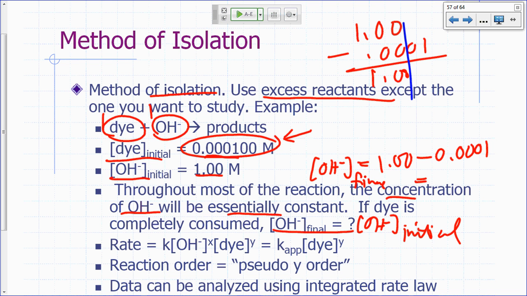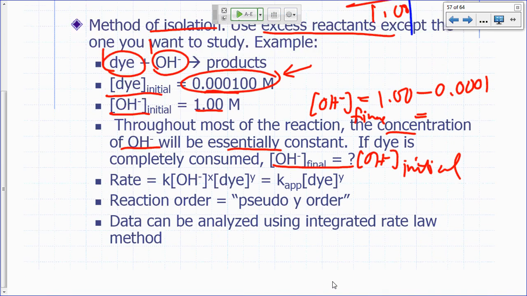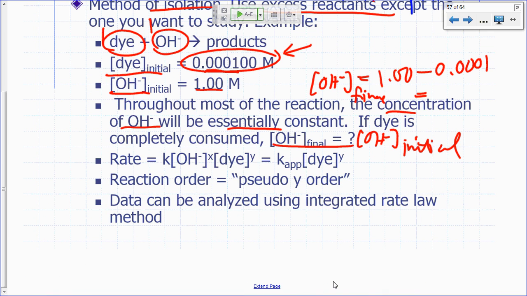Now let's examine the rate law. What happens to the rate law if that's the case? Rate equals some constant K, your rate constant, right? Times hydroxide raised to some power, correct? Times the concentration of the dye raised to the order of reaction with respect to the dye. But since throughout most of the reaction, the concentration of hydroxide essentially remains unchanged, you can lump this hydroxide concentration raised to the power x along with K into what we would call an apparent rate constant.